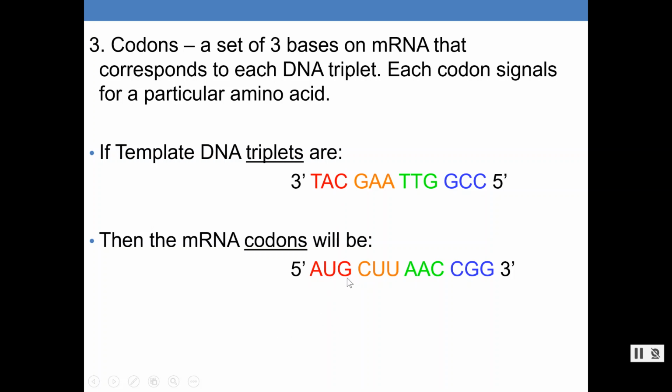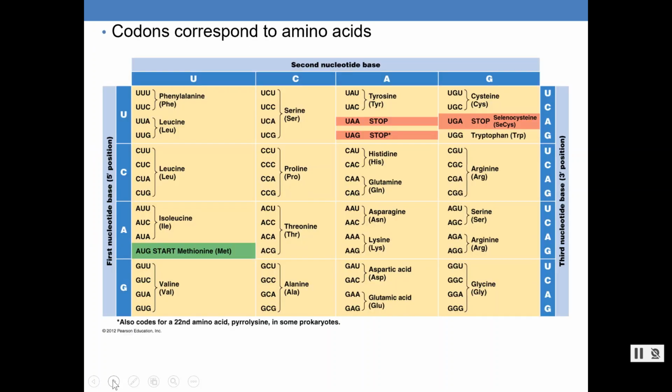All right, so how do we figure out which of these codons is going to put in what amino acid? And for that, we need a codon chart. So this is what we call a codon chart. I will always give you this codon chart. You do not need to memorize it, but this is going to tell you what amino acid comes next.